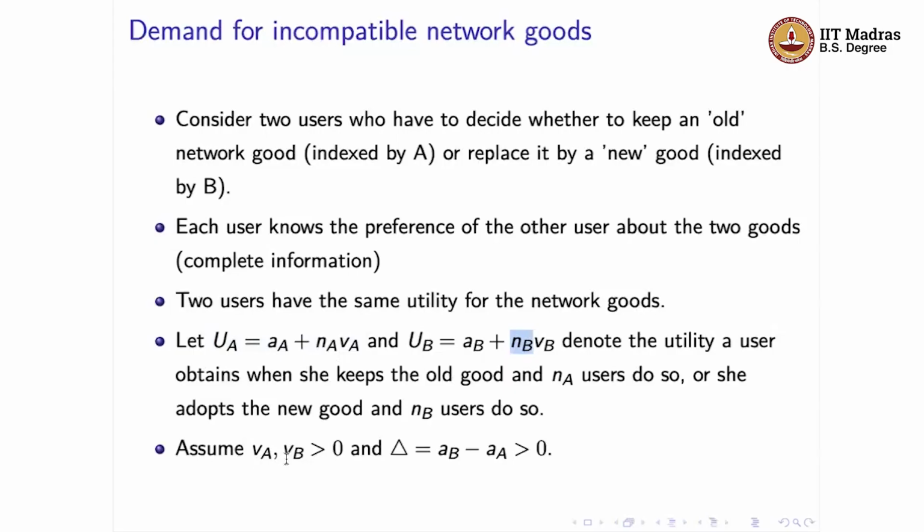The parametric assumptions that we are going to make are that there is some network effect, so that VA and VB are strictly greater than 0. And we are also going to assume that good B provides higher standalone benefit, so that you have AB minus AA is greater than 0. Okay, so those are the parametric restrictions we are going to assume in our setup.